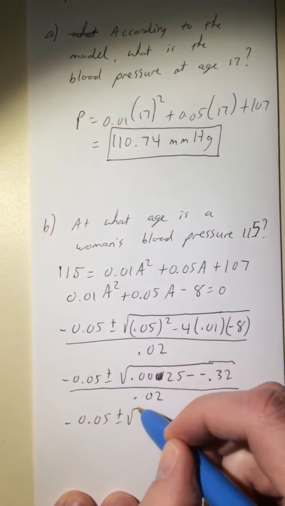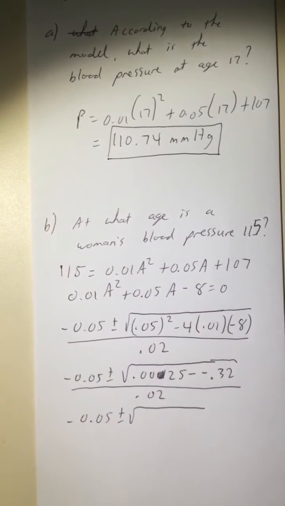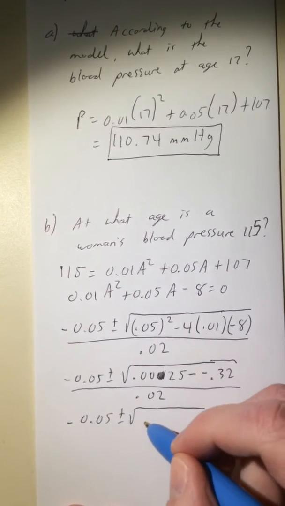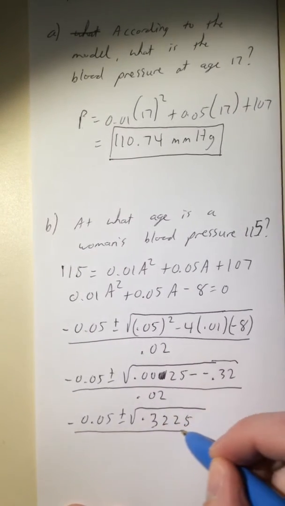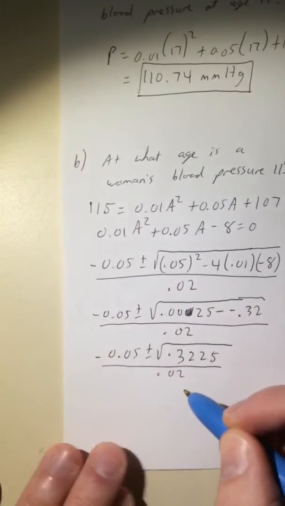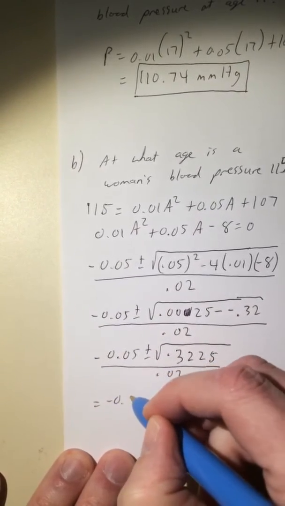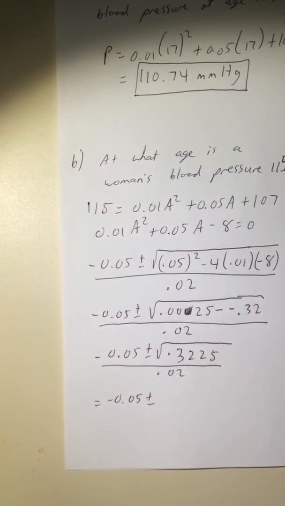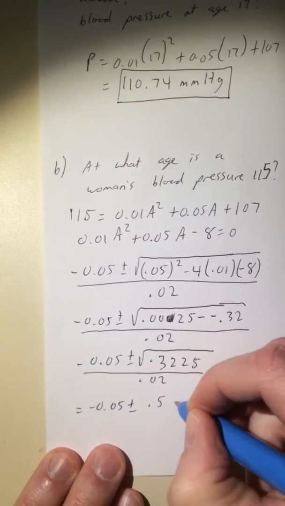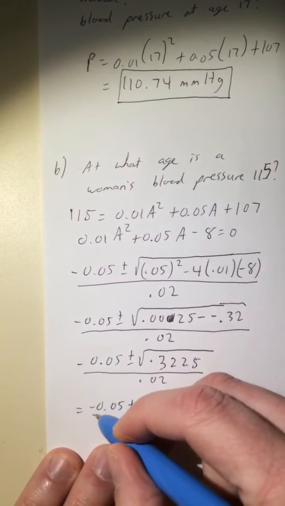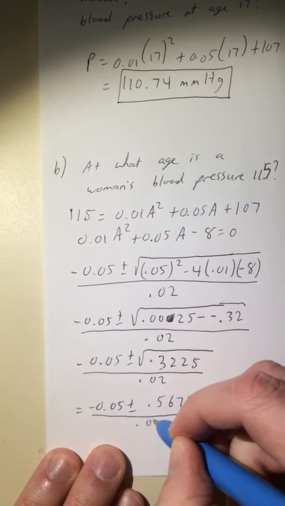So we got -0.05 plus or minus the square root of 0.0025. So actually it's going to be 0.3225 over 0.02. And we got -0.05 plus or minus the square root of 0.3225. 0.3225 is 0.5679. All of that is over 0.02.